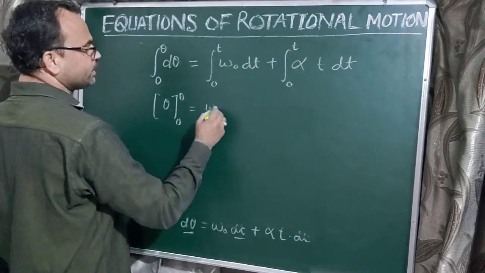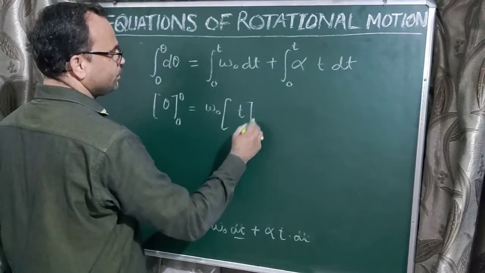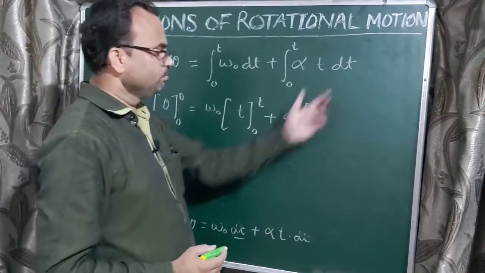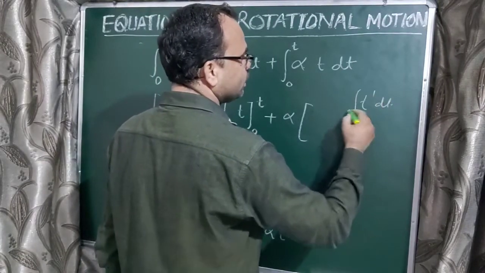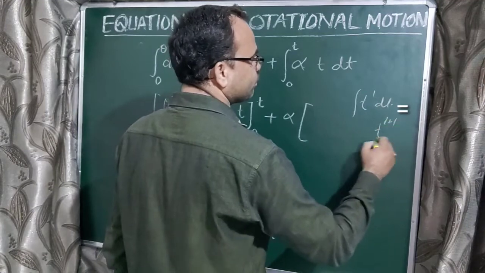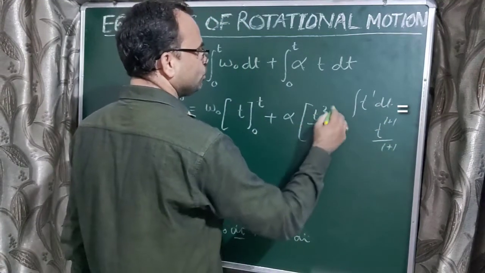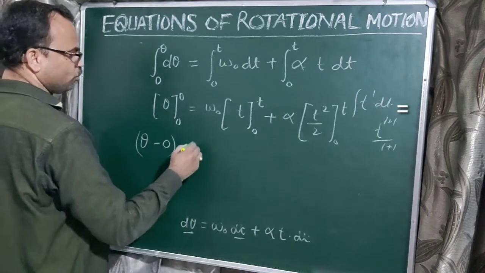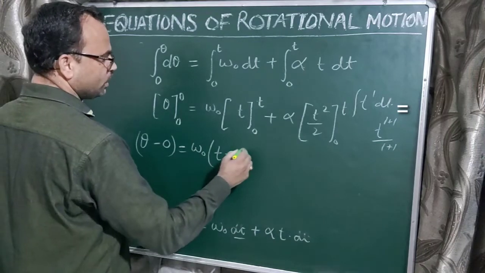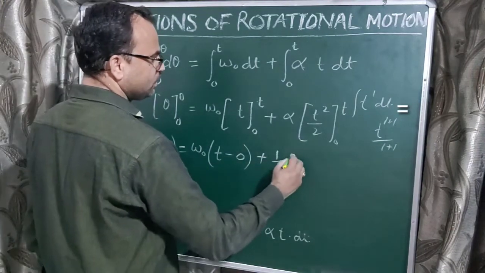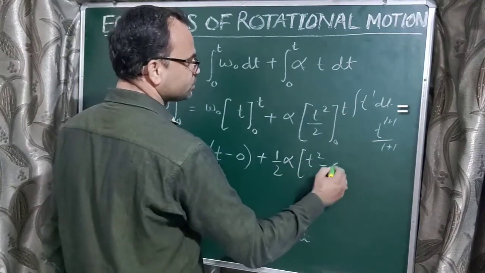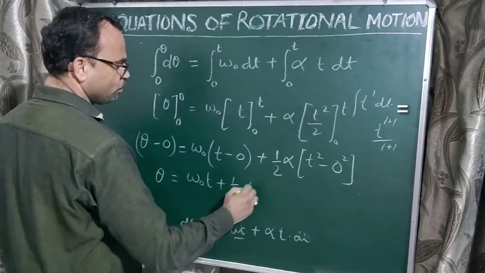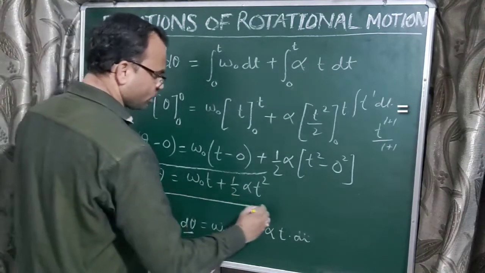Similarly, omega naught is a constant, so taken outside, and the integral of dt is t, with limits 0 to t, plus alpha, a constant, taken outside. Then t dt means t raised to power 1 dt. Applying the formula, t raised to power 1 plus 1 upon 1 plus 1, which means t square upon 2, limits 0 to t. Substituting the limits, upper limit minus lower limit, we get theta equal to omega naught t plus 1 upon 2 alpha t square. It is the second equation of rotational motion.